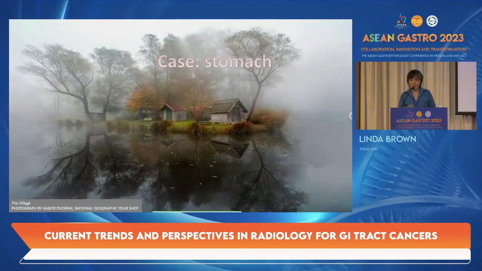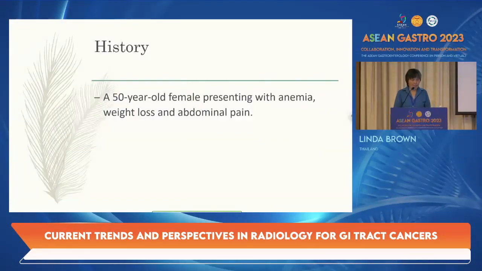Let's move on to stomach. This is a female, 50 years old, presenting with anemia, weight loss, and abdominal pain.